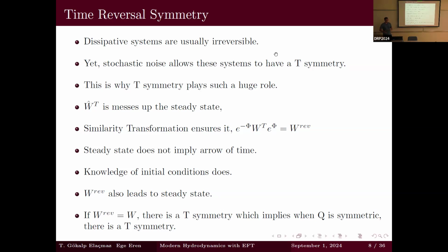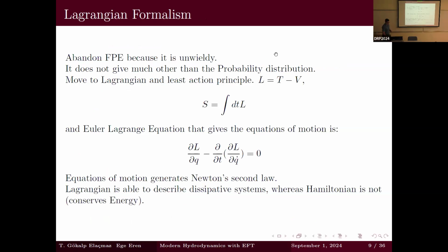So this means W reversed, the reverse W operator, also leads us to a steady state. And when this condition holds, this implies Q has to be symmetric, and this will be important later on as well. Now, we have to abandon Fokker-Planck equations too, because they only give you the probability density. We need to have much more, and we can have much more. So we move on to Lagrangians.